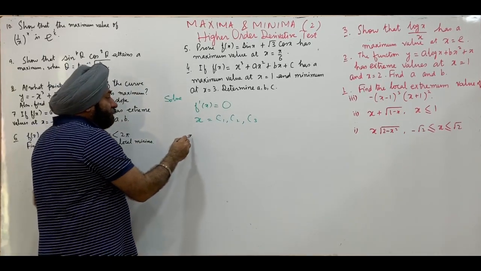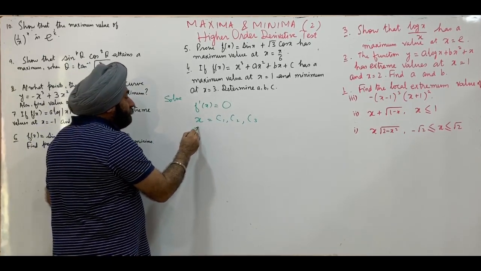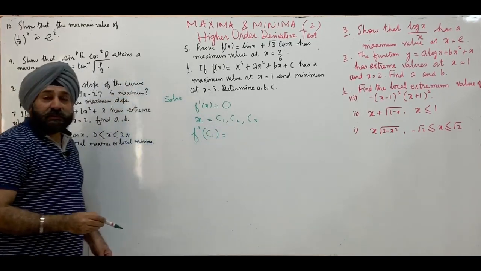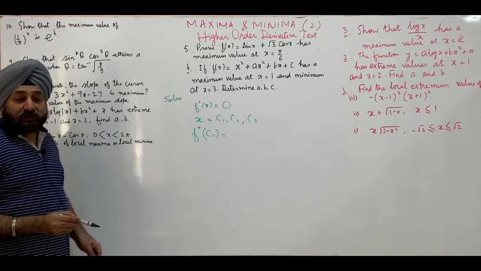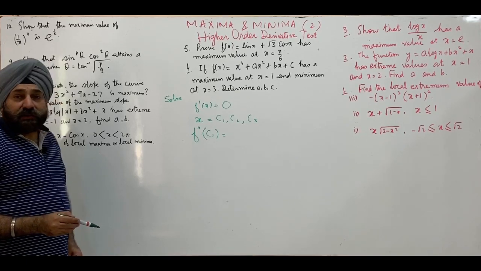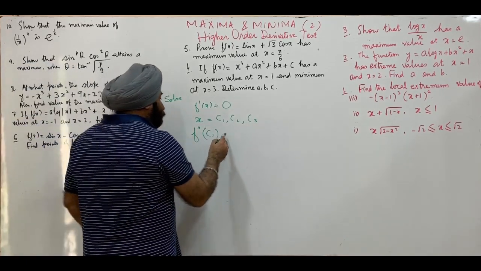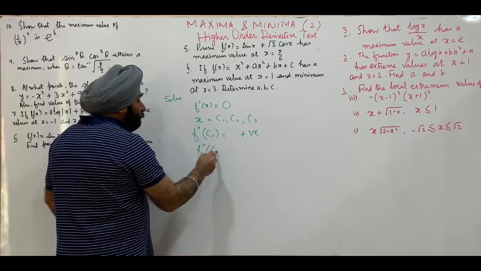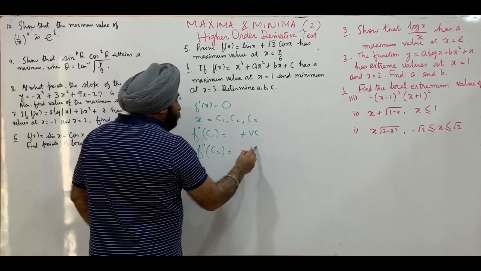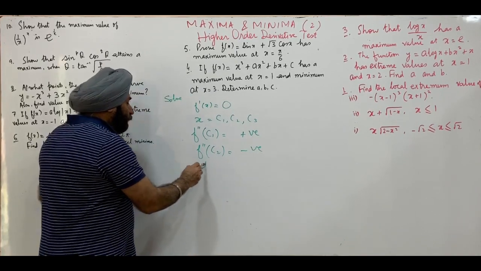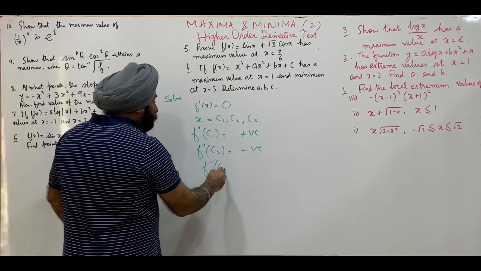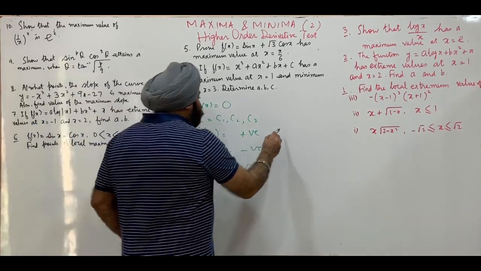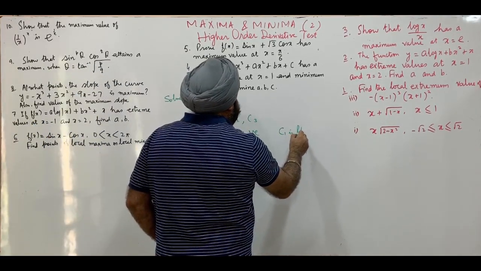Then we find the second order derivative. We put these critical points c1, c2, c3, where the first order derivative is equal to 0. Then we find the second order derivative at these values. Let us say this is with positive sign at c1, the second order derivative has negative sign at c2, and it's possible that at c3 this is 0. So we say c1 is a point of minimum.